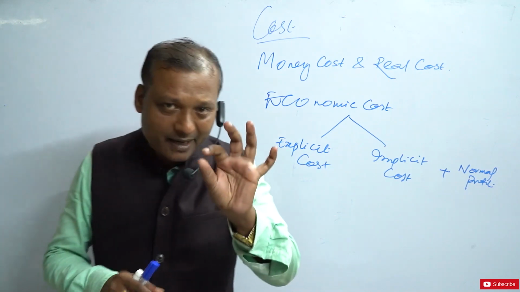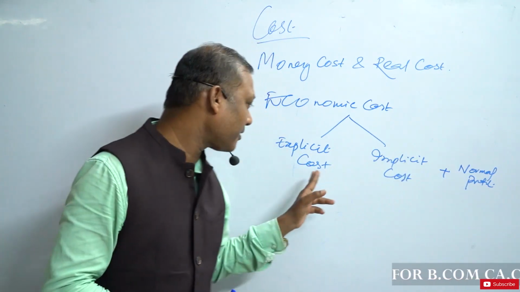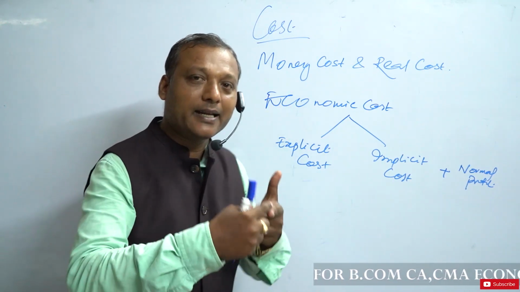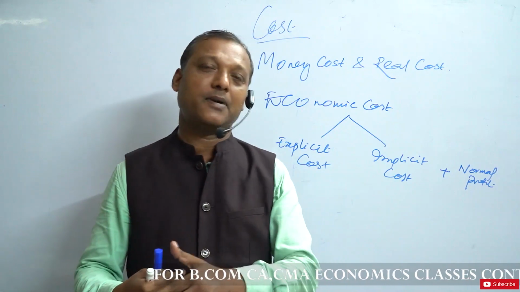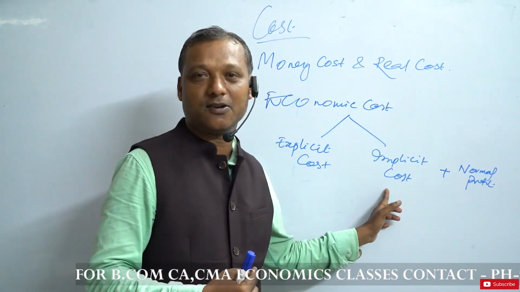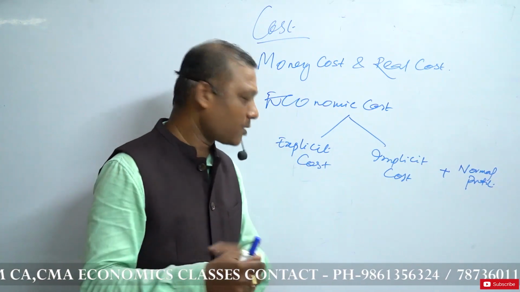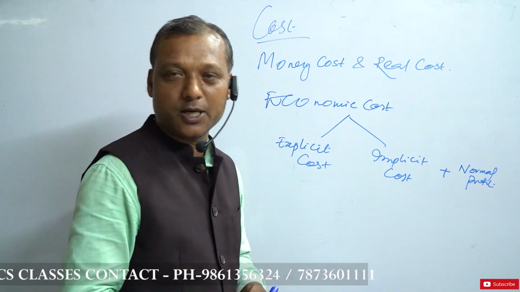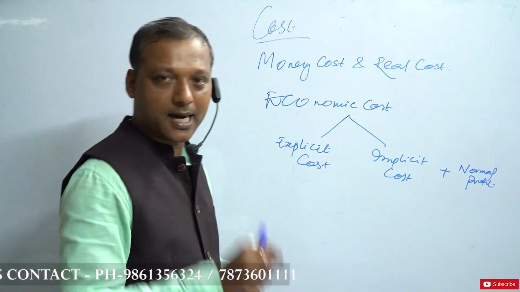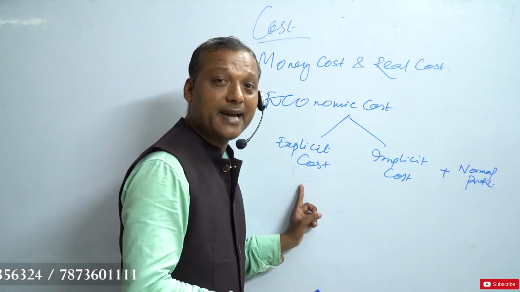So, I'm making it very clear: rent paid outside is a part of explicit cost, while rent kept by the producer himself, on property owned by himself, is a part of implicit cost. Likewise, when the producer goes for a loan from outside, he has to pay interest for that. So paying interest outside is a part of explicit cost.